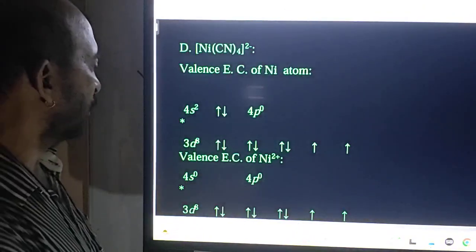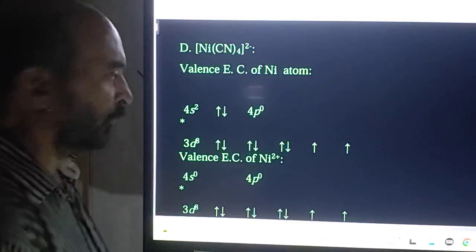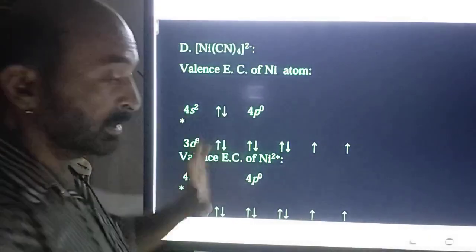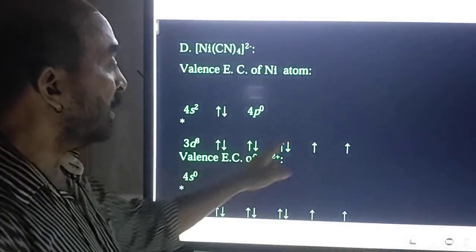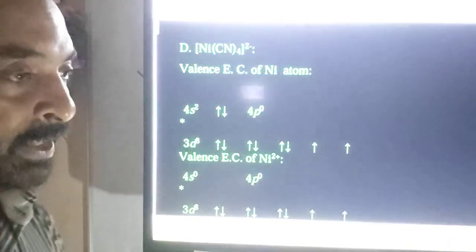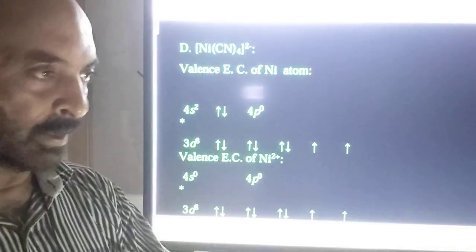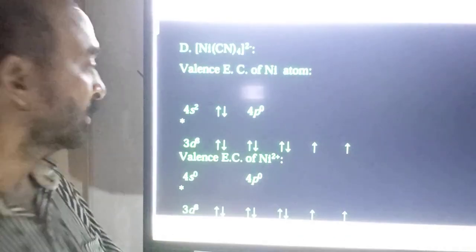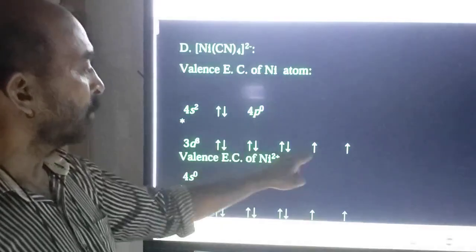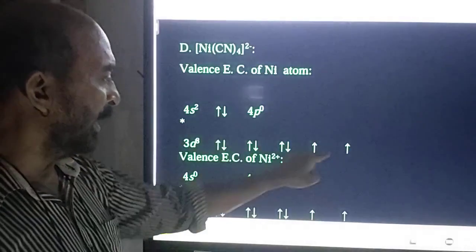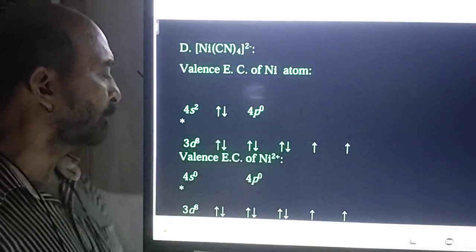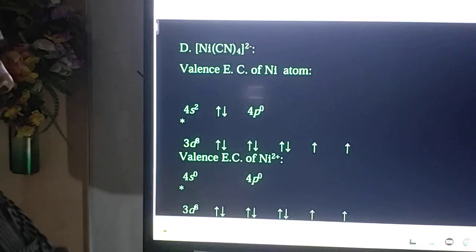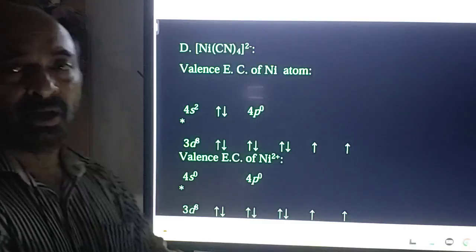Now Ni(CN)4 2 minus. First you have to think about the valence electronic configuration of nickel. Nickel is 4s2, it has no p electron, 3d8. After cobalt comes nickel, so it has one more electron than cobalt, which is 27, so 28. Its valence configuration, you have to remember, is 4s2, 3d8, so 2 unpaired electrons are there, isn't it? See, cyanide is a strong ligand, no?